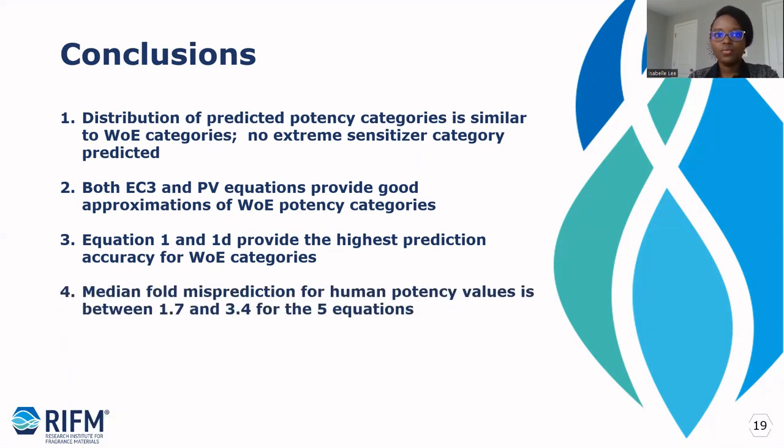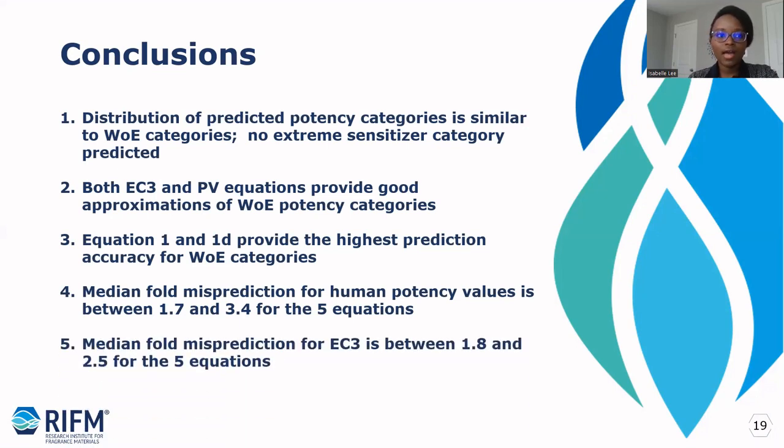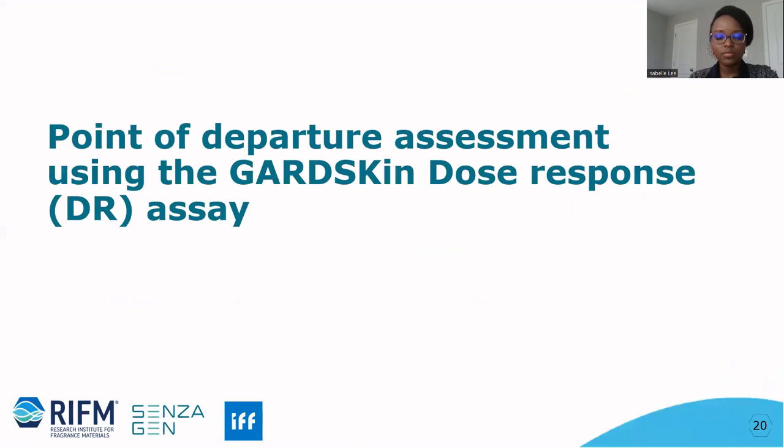And the median fold misprediction for the human potency value was between 1.7 and 3.4 for all of the 5 equations. However, that for the EC3 was between 1.8 and 2.5 for the equations.